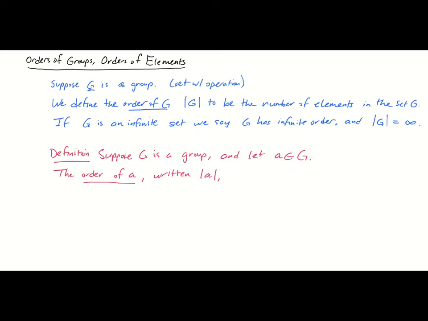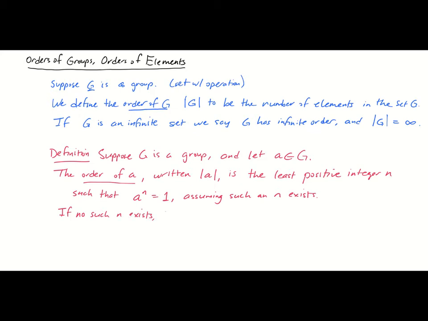So the order of a is the least positive integer n such that a to the n is the identity, assuming such a number exists. It doesn't have to. If such an n does not exist, if no such positive integer exists, then we say the order of a is infinite.